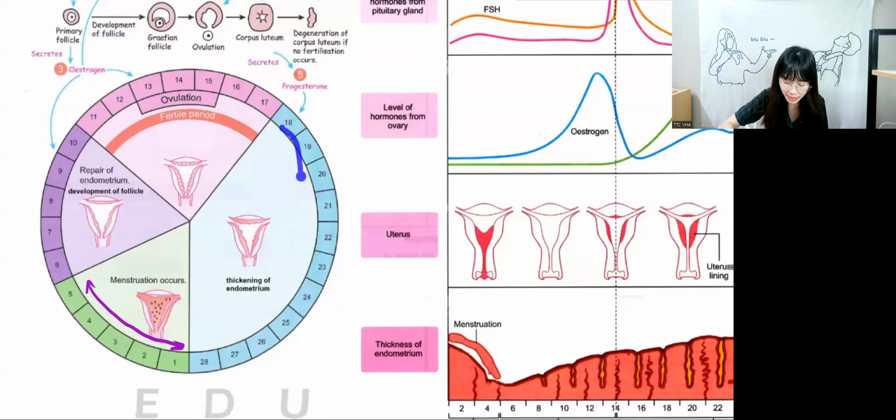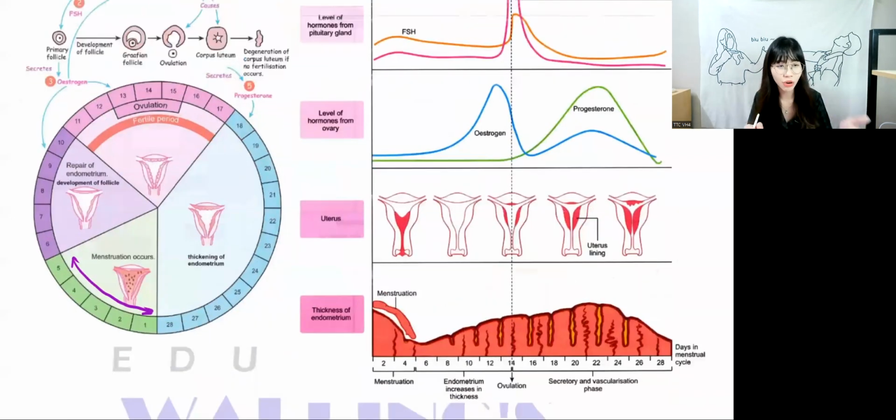Next, on day 18 to day 28, we have thickening of the endometrium wall. Thickening of the endometrium wall is to make sure that if there is a pregnancy on day 14, they can implant the embryo at these days. So they will thicken this area to make sure that the fetus implants into it. If the endometrium wall is not there, they will have a miscarriage. So this is the cycle, the green one, the purple one, the pink one, and the blue one.